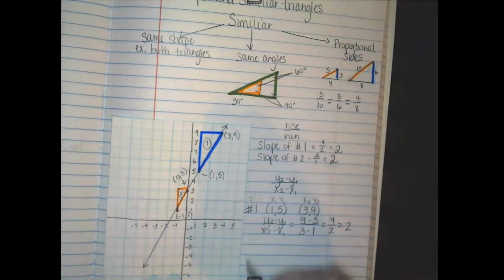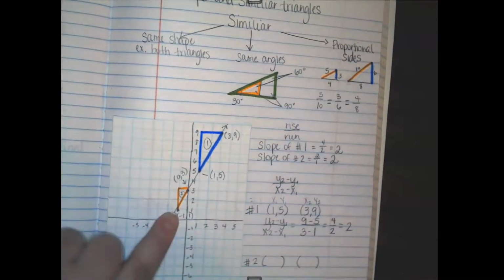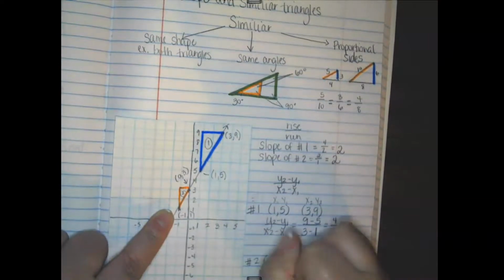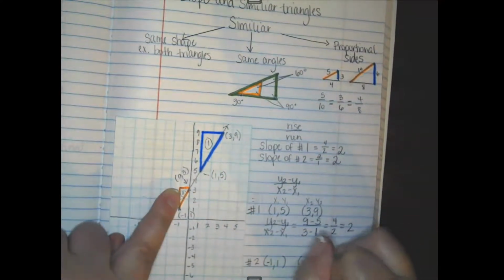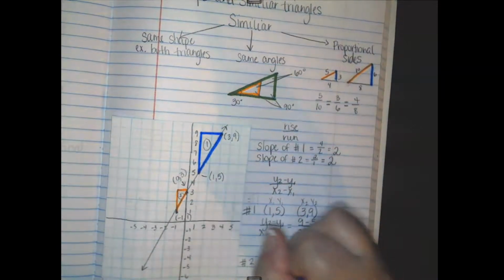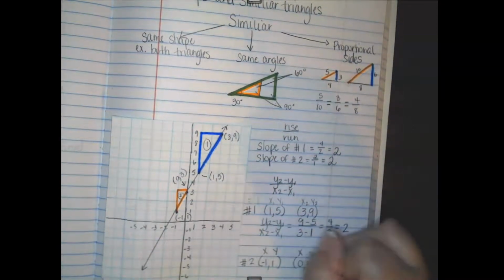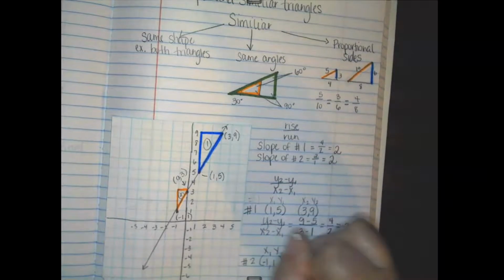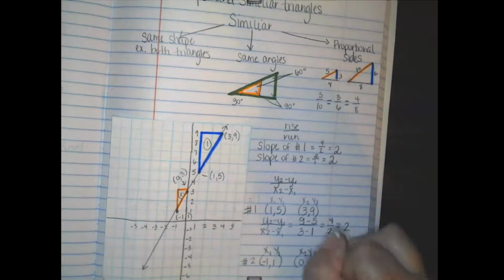So let's look at our number 2. Skip a couple lines, since I know I have to write above these points. So the first point was -1, 1. My second point was 0, 3. So x, y, x, y. These are my 1s. These are my 2s.